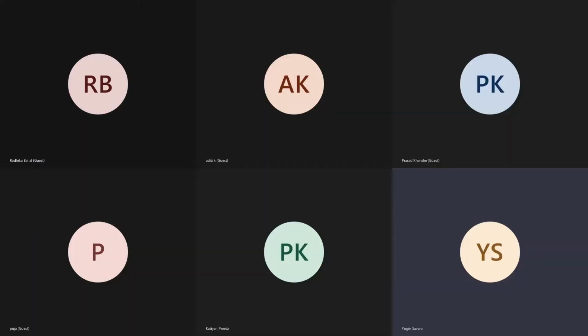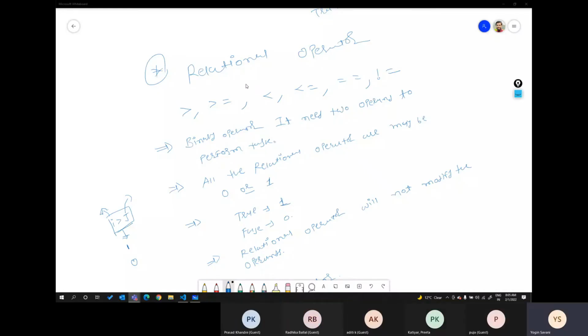In yesterday's lecture we saw the relational operators. Relational operators are comparison operators: greater than or equal to, less than or equal to, not equal to. These are binary operators, so they need two operands to perform a task.